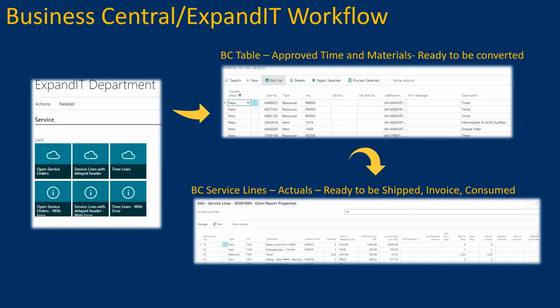So now that the data is on the service lines page, this is where you can determine what needs to be shipped, invoiced, and consumed. And basically, that is the entire circle of how we at ExpandIT pull data from Business Central, bring it into our system, collect all of the actual data of what time and material was spent out on the site, and then send it back in after it's been approved to Business Central so that the invoice can be generated and the time and materials can be consumed. It goes into one full circle, and it makes it feel like a very seamless process with the two systems being linked together.